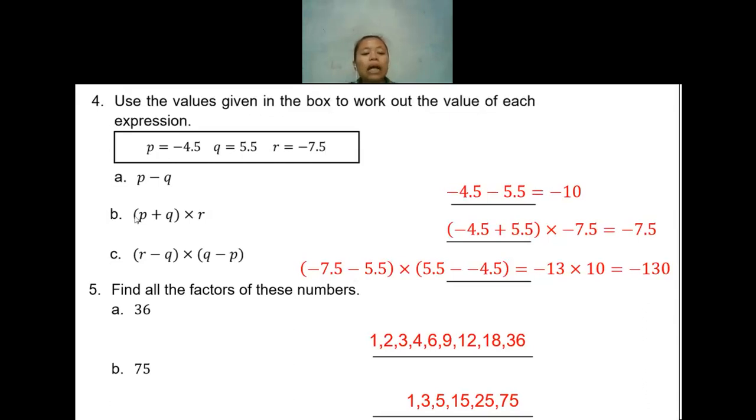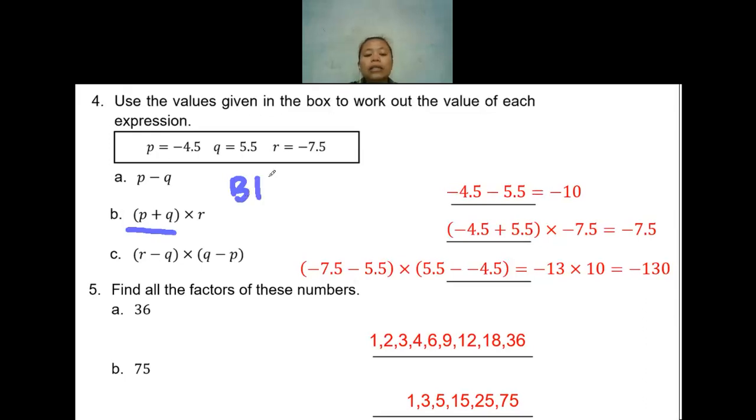For question B, it is also the same thing. We replace the P with negative 4.5, the Q with, oh sorry, the Q with 5.5, and the R with negative 7.5. In this question, we have BIDMAS. There is a bracket and multiplication. Bracket and multiplication, the thing that comes first is the bracket, right? So it means we have to simplify P plus Q first because we are following BIDMAS.